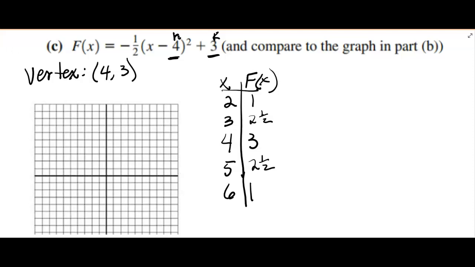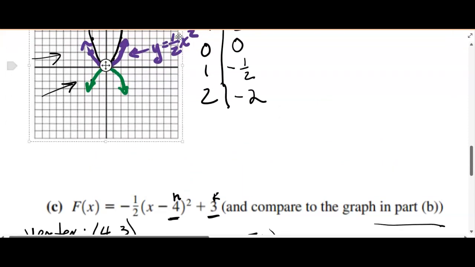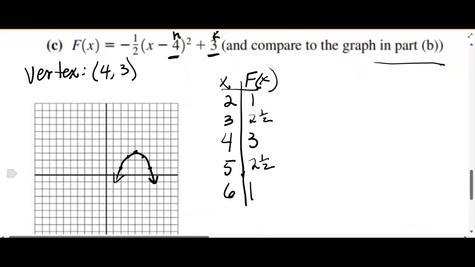Okay, so when I go to graph these, 2, 1, it's right there. 3, 2.5, it's right there. 4, 3, that's my vertex, right there. And then 5, 2.5, and 6, 1. And so I get this cute little parabola. It's shrunk a little bit. But that's what it looks like. Okay. It says to compare it to part B. So it's like this one, but you shifted it to the right 4 and up 3. See how it's shifting? It used to be here for the vertex, and it went 4 and up 3.